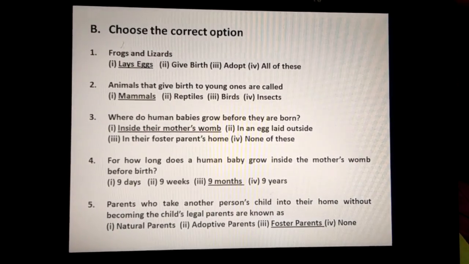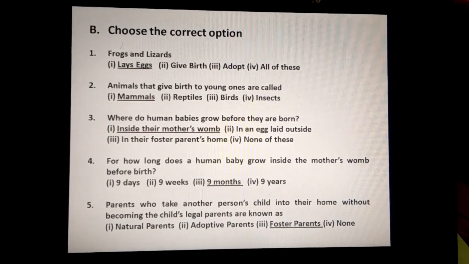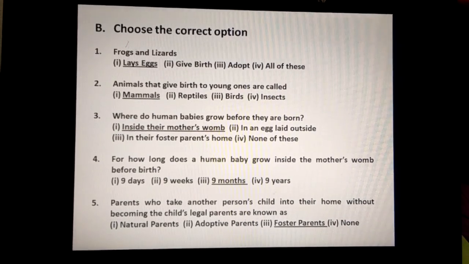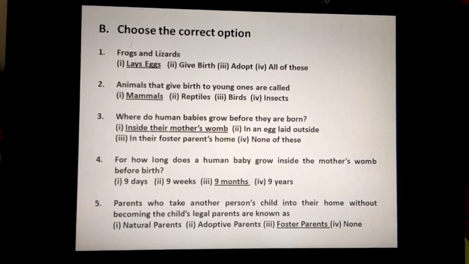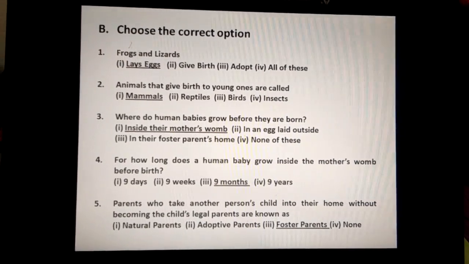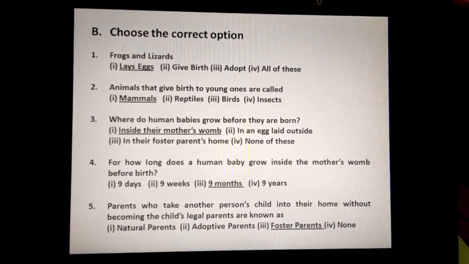Third, where do human babies grow before they are born? First one is inside their mother's womb. Second is in an egg laid outside. Third is in their foster parents' home. Fourth is none of these. The answer is inside their mother's womb.